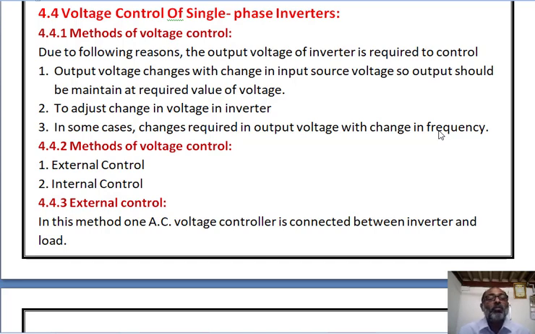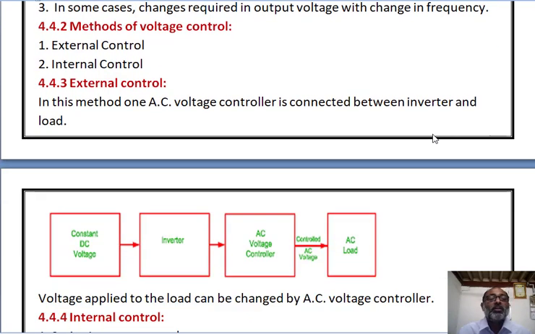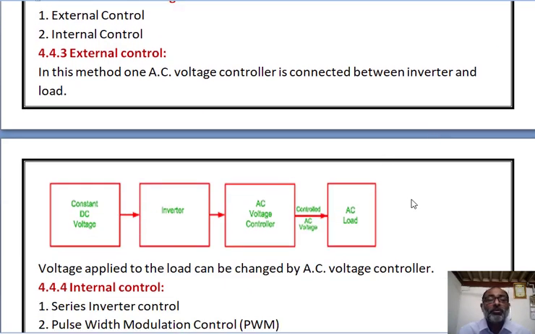Different methods of voltage control. There are two types of methods used for controlling the voltage of the inverter. First, external control. Second, internal control. In external control, you can see one AC voltage controller is connected between the inverter and the AC load. So whatever voltage is applied to the load can be changed by the AC voltage controller, and to maintain the output voltage or the input voltage of the load.